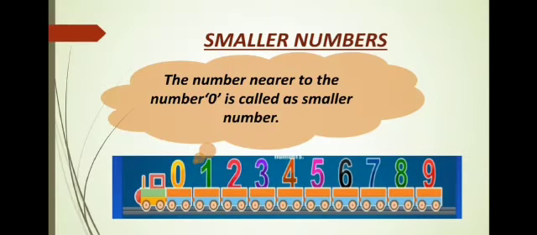So children, now first we will learn smaller numbers. Here you can see a number strip from 0 to 9. So you can see that the number nearer to the number 0 is called as smaller number. For example, as compared to the number 8 and 9, the number 1 is nearer to 0. So, the number 1 is smaller than 8 or 9.